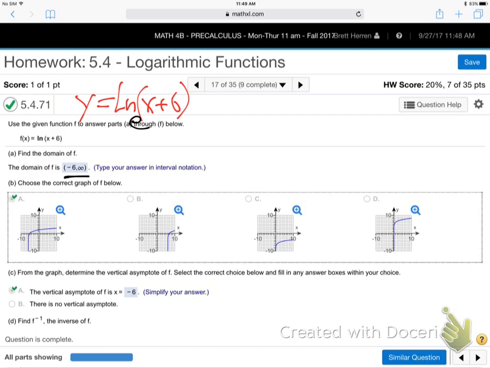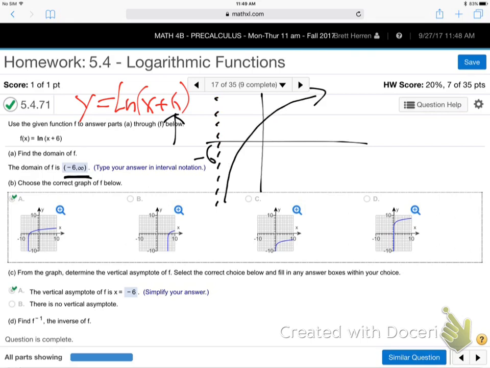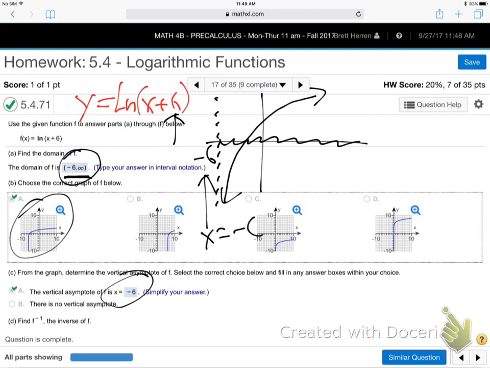All right. So what do they want me to do? Domain. Can we graph this? What's that plus 6 going to do? Left 6, because remember, opposite. Negative 6, and then it's going to go like this. So what's the domain? Negative 6 to infinity, right, because this is the domain right here, all the places the graph exists. What's the vertical? X is negative 6. That's the vertical. It hits the x-axis at negative 6. And that's all we have time for today.